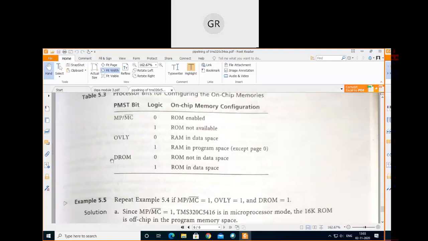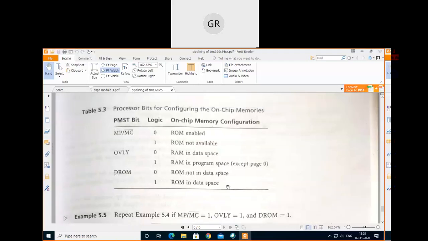Next one is DROM. When DROM is 0 in the PMST register, ROM is not in the data space. When DROM is 1 in the PMST register, then ROM is in data space. It's very important. Please go through this table. This table is very, very important.